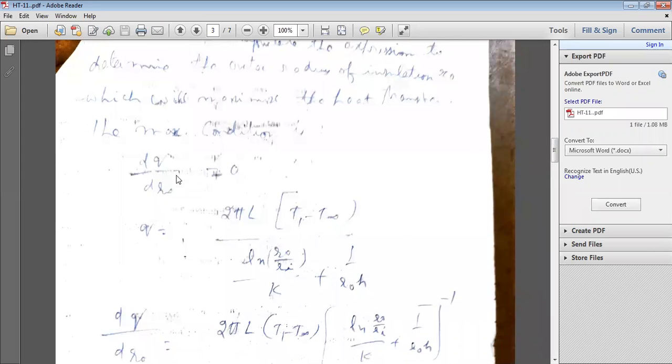So you have to differentiate the heat transfer rate Q, but with respect to what? Outer radius RO. Why do you have to take the outer radius RO? Why are you not supposed to take the inner radius Ri? Because RO is the variable here. How much thickness of insulating material is to be added?